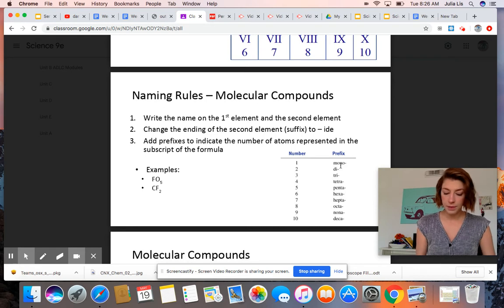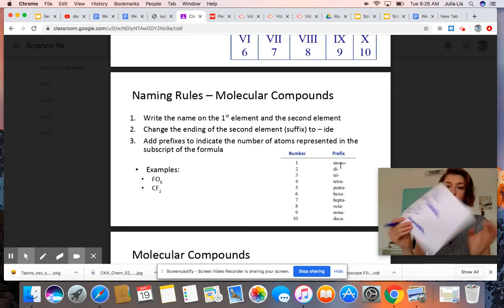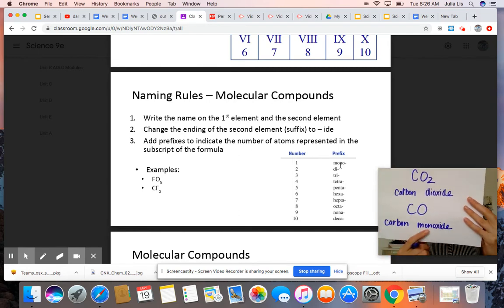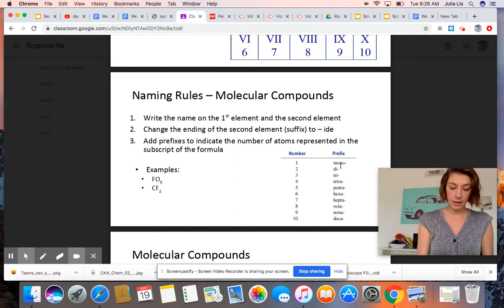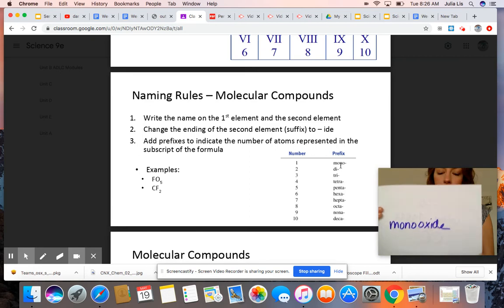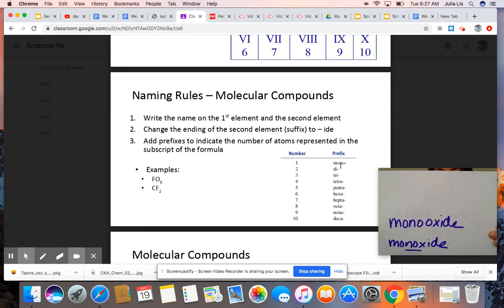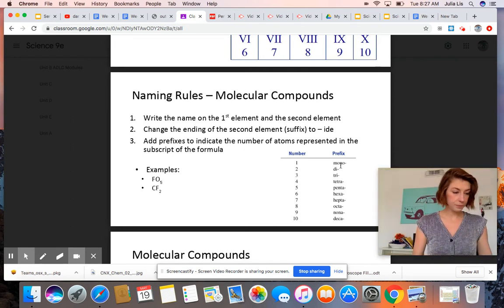One rule that I need to touch on is you notice that I didn't go mono-oxide. I cut one of the O's out. I didn't write it like this, mono-oxide. I wrote monoxide. Okay, and that's just a finicky rule that we have. I'll cut out that additional O.